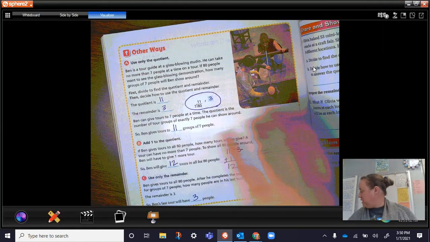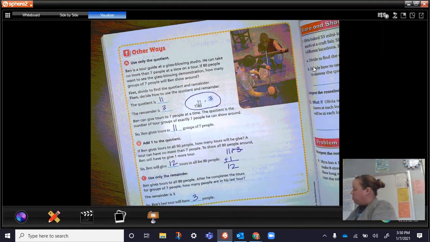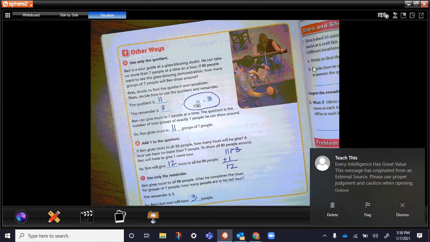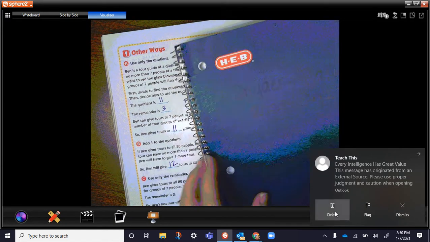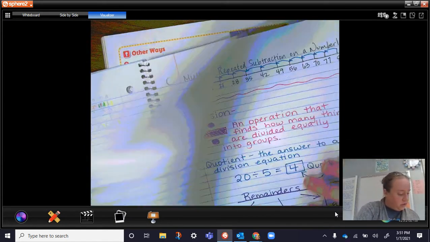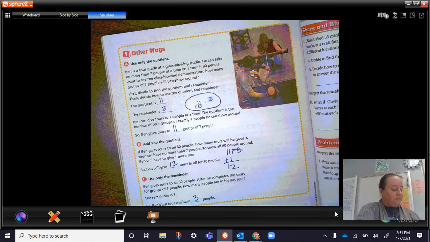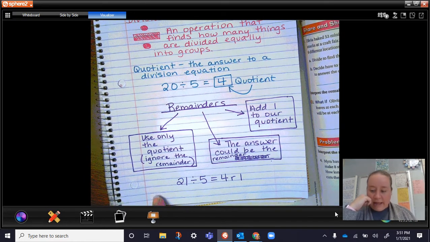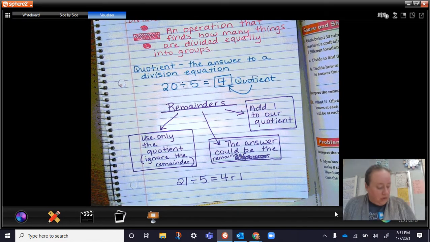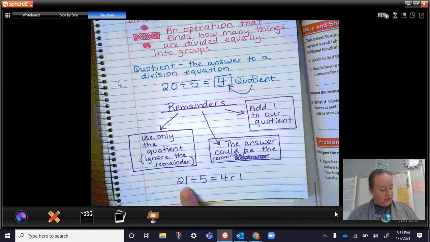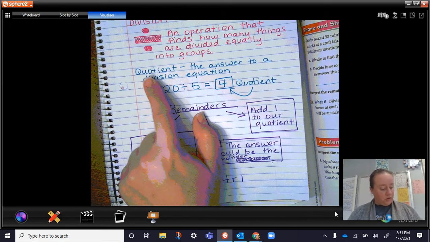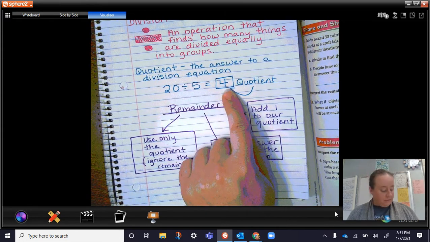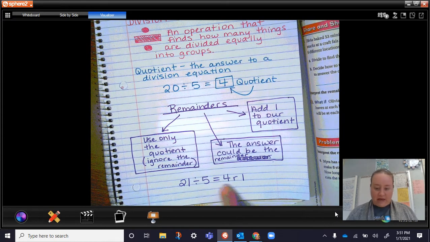All right, so in 318, we talked about remainders, and we took some notes as well. So with remainders, all right, so these are the notes that we took. With remainders, you can have three different things going on. The quotient here is the answer. So let's say we have 20 divided by 5 is 4. But let's say we have 21 divided by 5. That would give us that remainder.